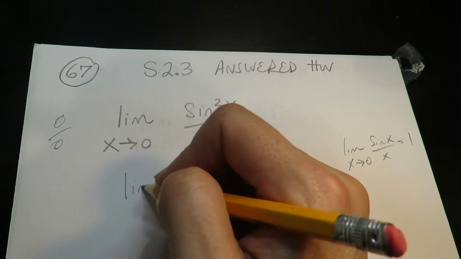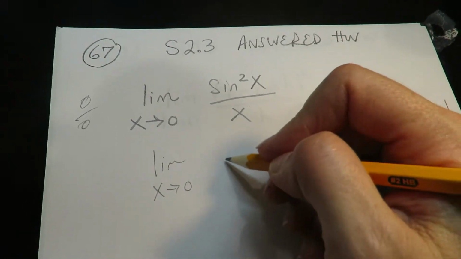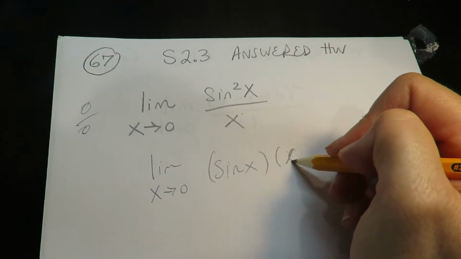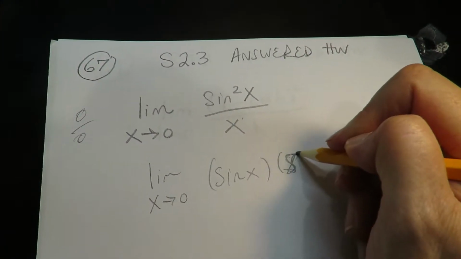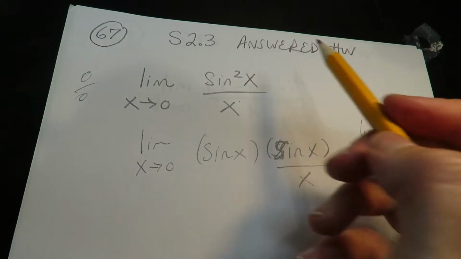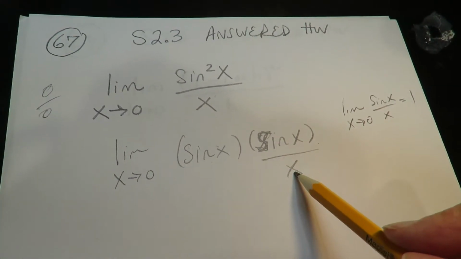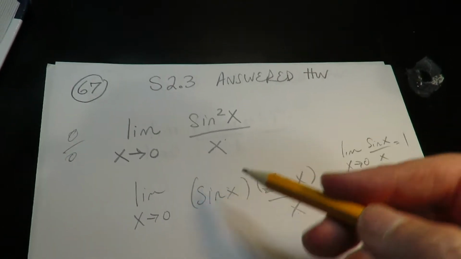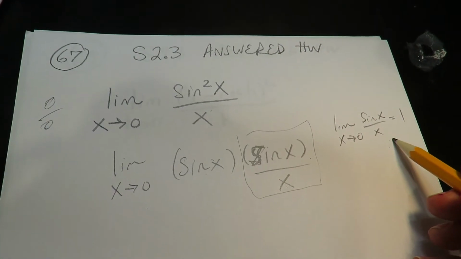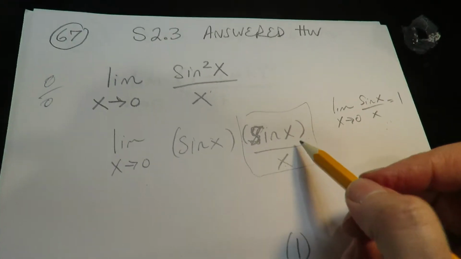So if I sort of modify this, so there's two sines here. So I can take off one, right? There's two sines here. That's the same thing as sine times sine, but there's only one x, okay? So when I take the limit as x goes to 0, for this part right here, I'm going to use this definition. So the limit of this part is going to be a 1, okay?